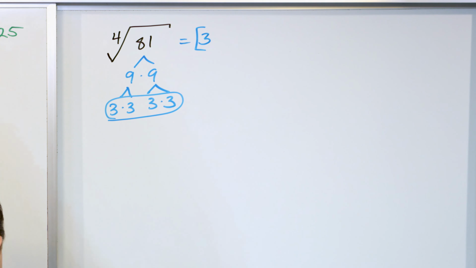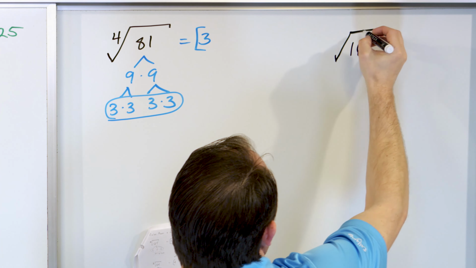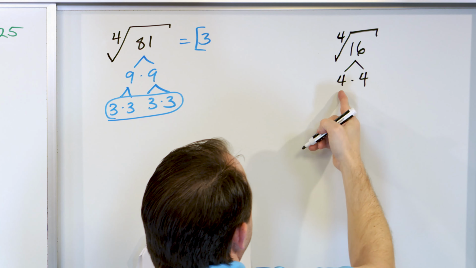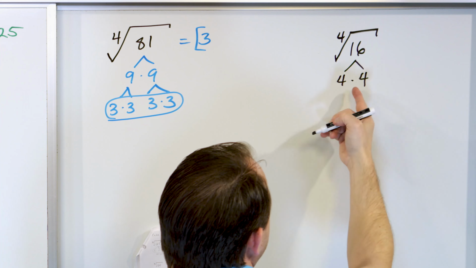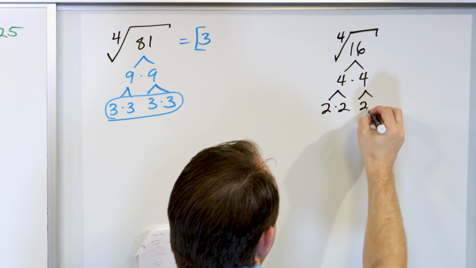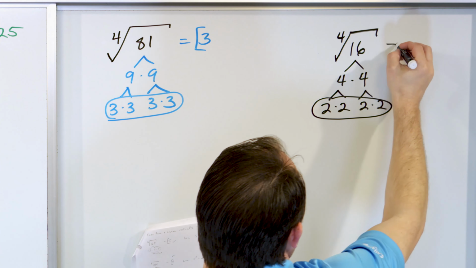All right, let's take another one. Let's look at the fourth root of the number 16. So we have the fourth root of 16. Again, 16 is 4 times 4. But we can't stop here. This is not a square root problem. We don't care about pairs. So we say the 4 is 2 times 2. This 4 is 2 times 2. I'm looking for sets of 4. So I see a set of 4. The answer to this is 2.